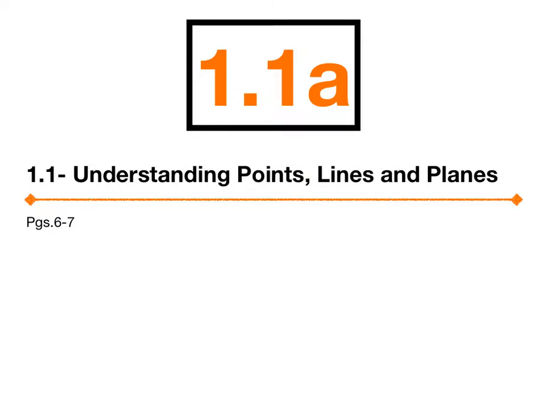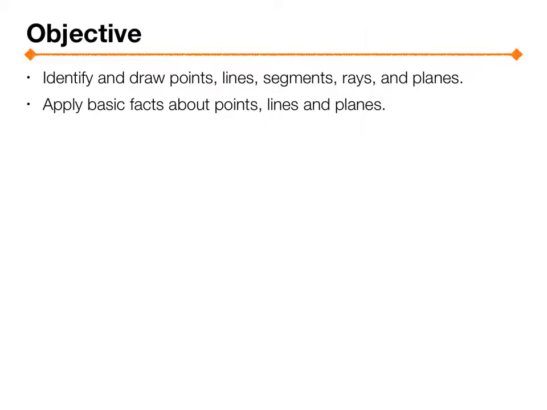Geometry has a lot to do with shapes and the special properties that we know about shapes. So in section 1.1, we're understanding points, lines, and planes. The objective of this section is to identify and draw points, lines, segments, rays, and planes, and apply basic facts about points, lines, and planes.